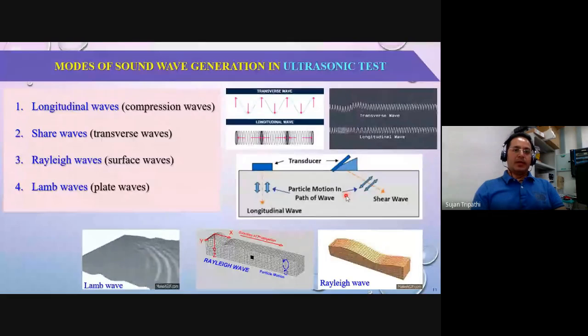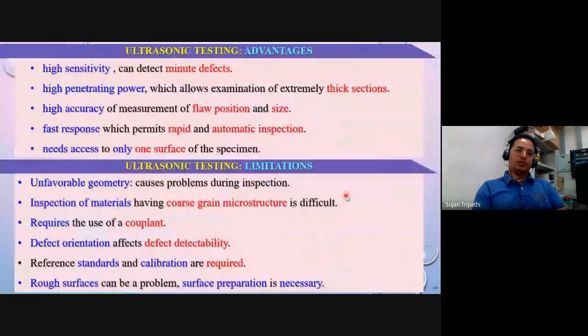Okay. Now, what are the advantages of this ultrasonic testing? The basic advantage is that it is very sensitive, so it can detect minute defects. It can detect very small defects as well, like porosity defects. And then next, high penetrating power. It can penetrate a larger thickness, so we can measure the thickness of large, bigger sections. And next, it has higher accuracy, so it can measure the probe position and the size as well.